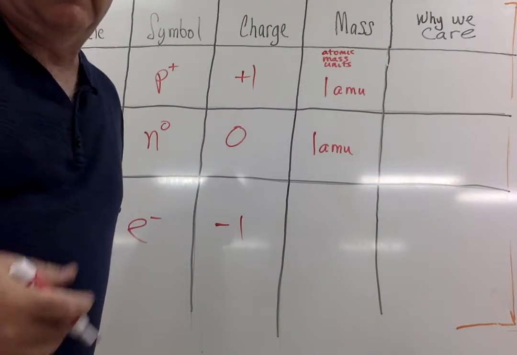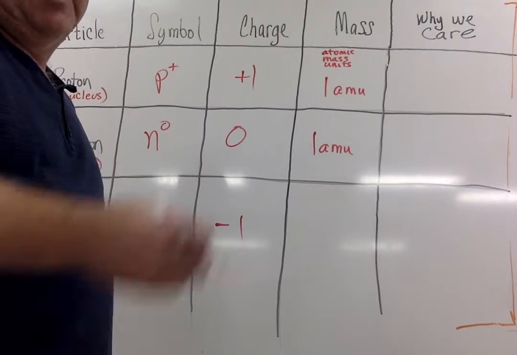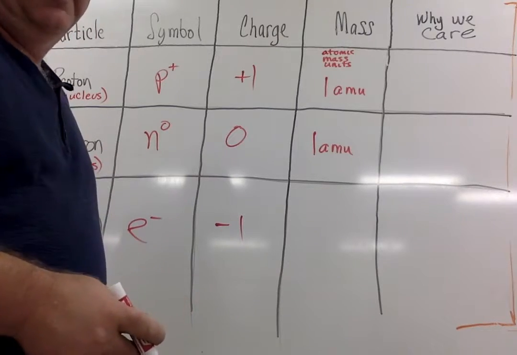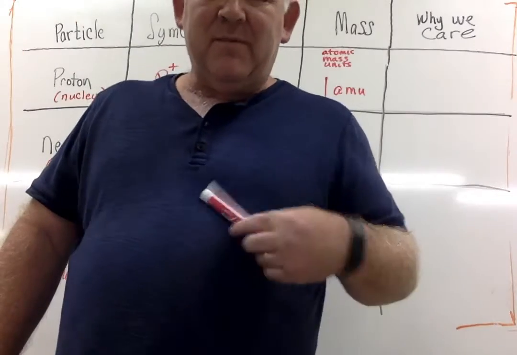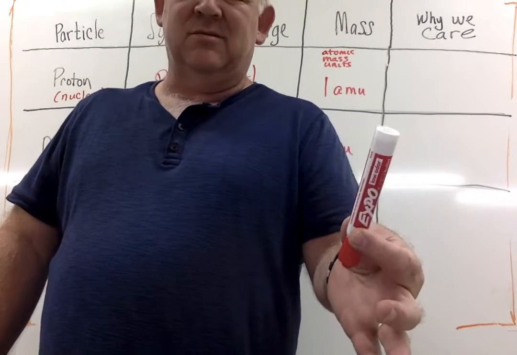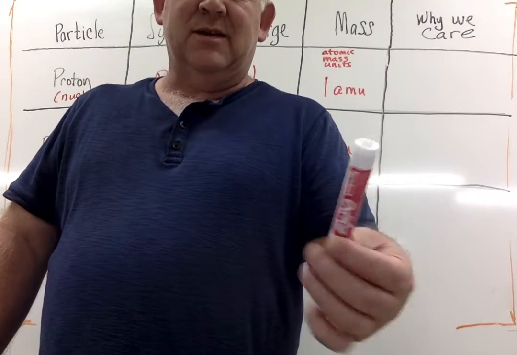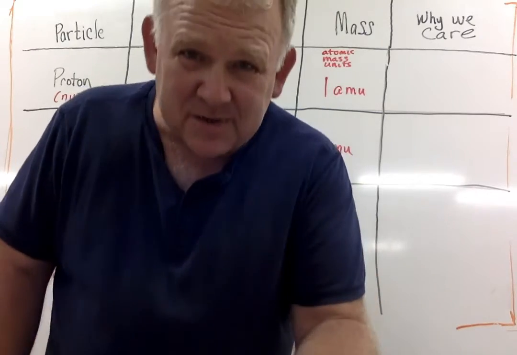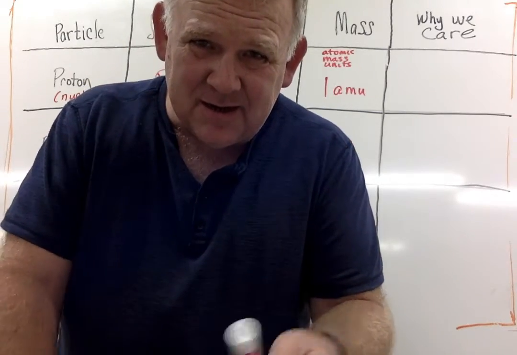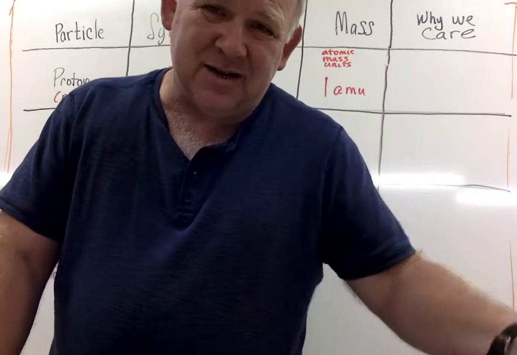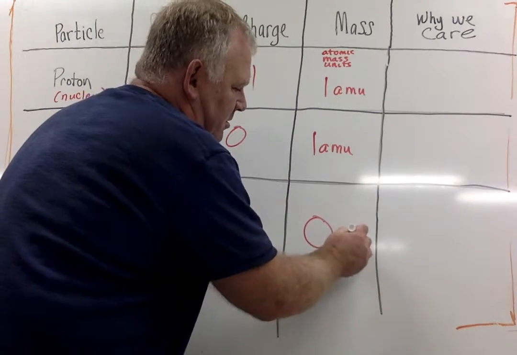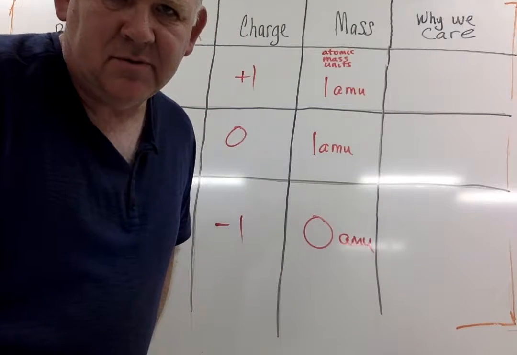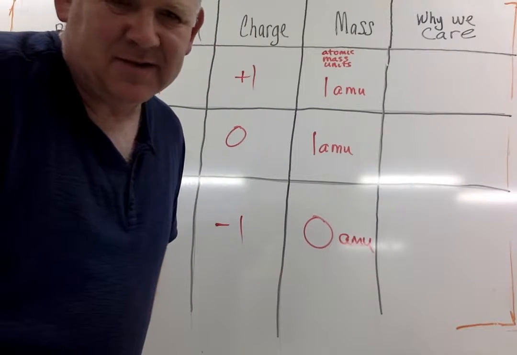And the electrons, even though they have mass, compared to the proton and the neutron, it's kind of like comparing my mass to this marker. This has mass, but compared to me, it's very tiny. If I got on the scale with this in my pocket and took it out, you're not going to know any difference. So we're going to use 0 AMUs for the mass of the electron.